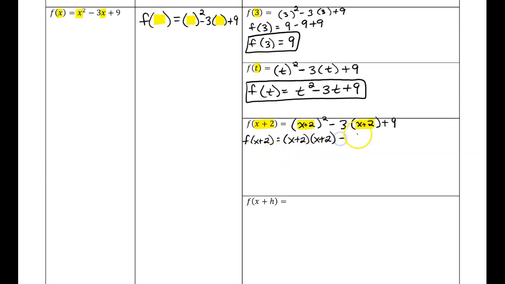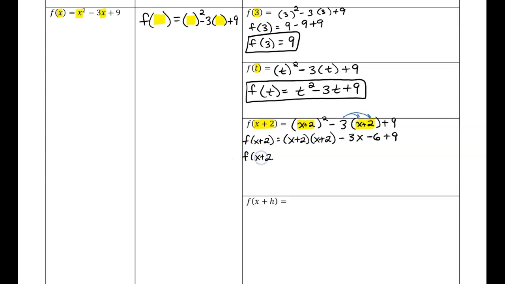Okay. And then over here on the 3 times the x plus 2, that's just a single term. So I can multiply that one in. I'm going to go ahead and do that now. So I'm going to have minus 3x minus 6 plus 9. All right, so let's do the FOIL then.